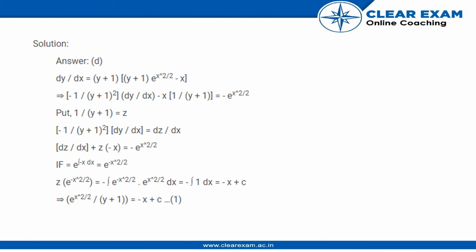What we need to do is simplify these terms. We take this y + 1 into the denominator, so this term does not have any term in its multiplication. Once we have that, we take this x to the left hand side, and again divide it by y + 1 to get e^(x²/2) as the term on the right hand side. Now we multiply with the negative sign again to simplify the terms, and once we have that, we put 1/(y + 1) = z.